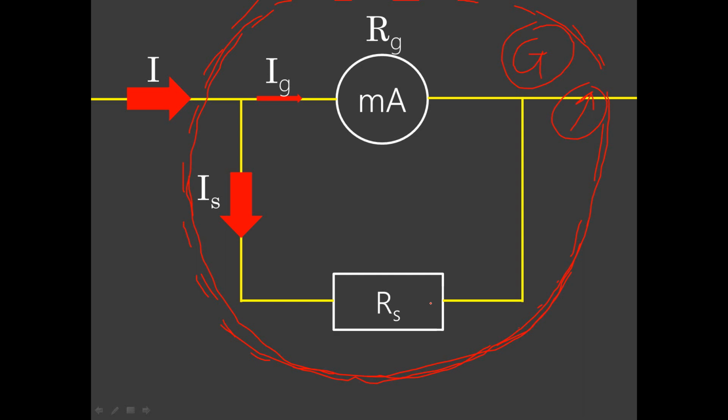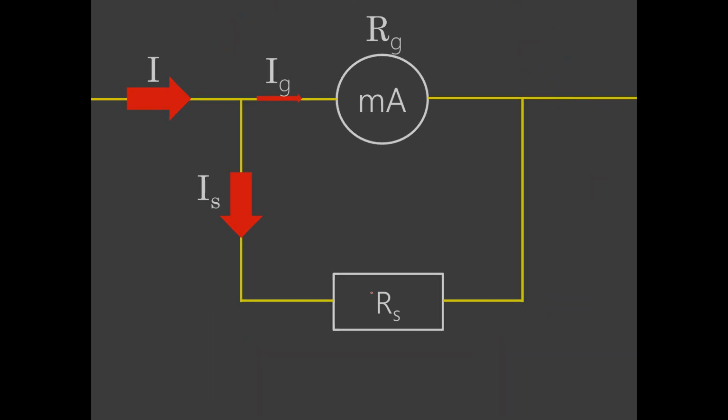Just a few things to note before we proceed. We said a shunt has very low resistance. Therefore, when current comes at this junction, definitely it will flow to the side where the resistance is lower. And just little current will flow through here because this resistor has very low resistance.